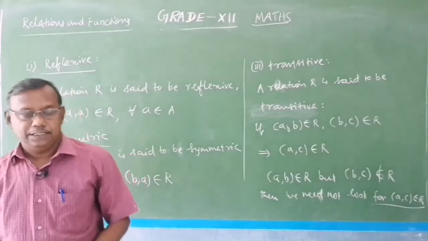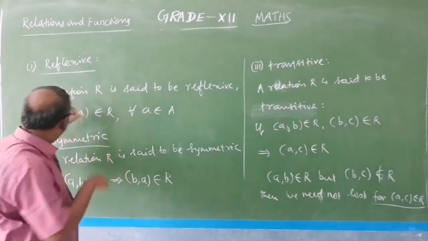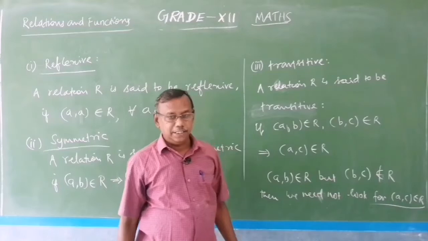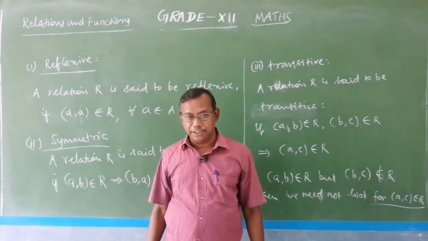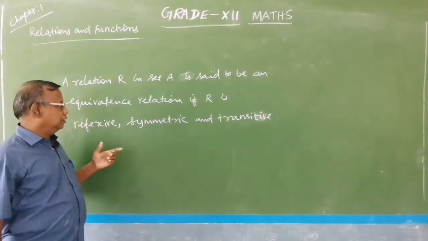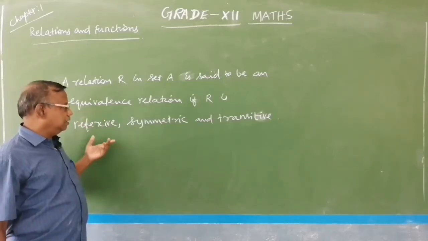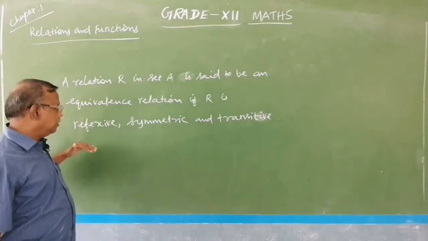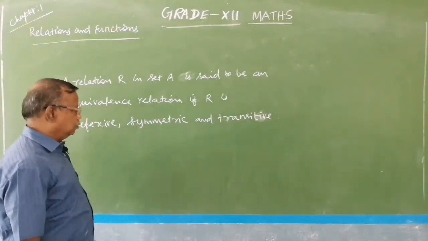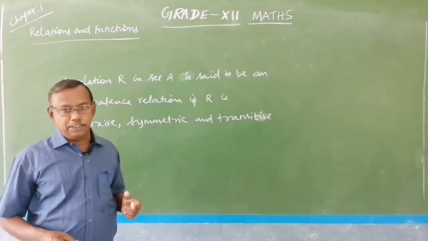If a relation is simultaneously reflexive, symmetric as well as transitive, then the relation is known as an equivalence relation. Now in the problems we will be asked to verify whether the given relation is an equivalence relation or not. So in that case we have to prove the relation is reflexive, symmetric and transitive too. So let us start problem solving based on this.